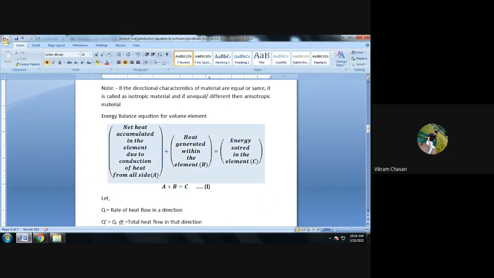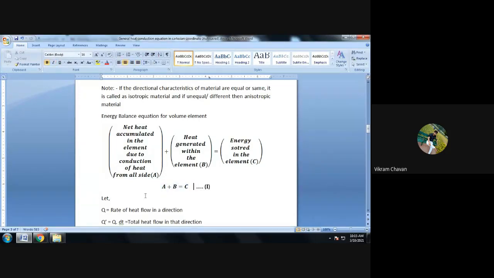Directly we have provided the nomenclature. Part A is the net heat accumulated in the element due to conduction of heat from all sides. B part is the heat generated within the element, and C part is the energy stored in the element. Now we have to determine A, B, C.